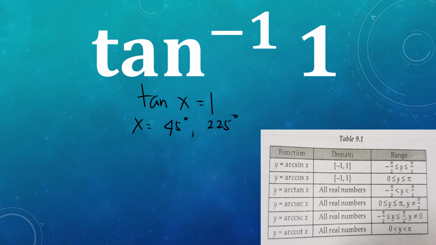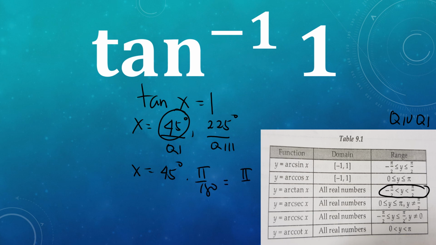If we look at the range for arctangent, it falls in quadrant 4 and quadrant 1. 45 degrees falls in quadrant 1, while 225 degrees falls in quadrant 3. Therefore, the only angle measure that satisfies the equation is 45 degrees. So x is equal to 45 degrees, and we need to transform this into radian measure, so times pi over 180. The answer is pi over 4. So the final answer is pi over 4.